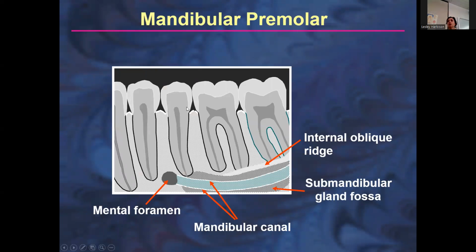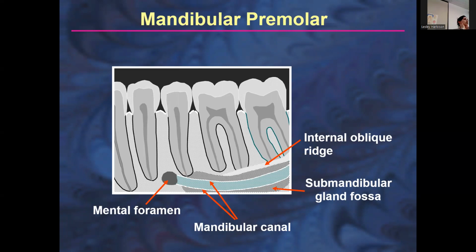Mandibular premolar, so jumping back a little bit farther, you're going to see the mental foramen possibly. You may see part of the canal, and then you may see a more radiopaque line called the internal oblique ridge. It usually lies over the roots of the molars, and it's going to look more radiopaque. And then you may see a little bit of the submandibular fossa, which is just a thinned out area of bone. You can kind of feel it with your tongue.